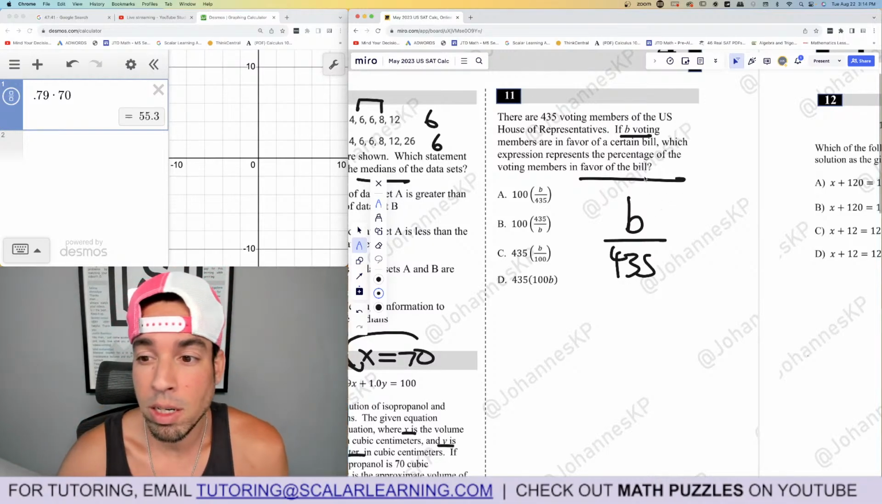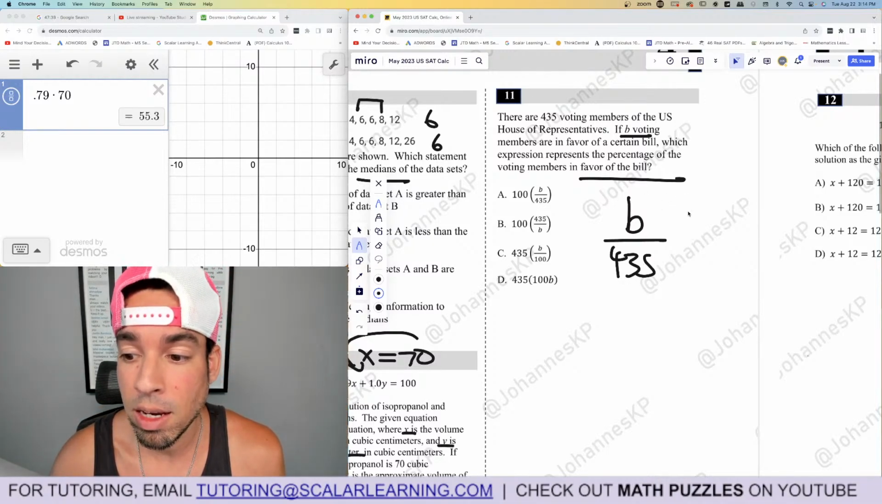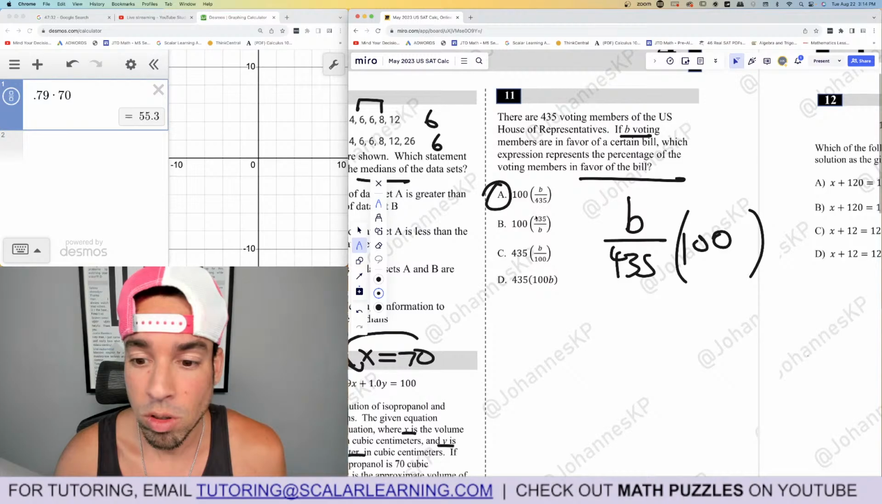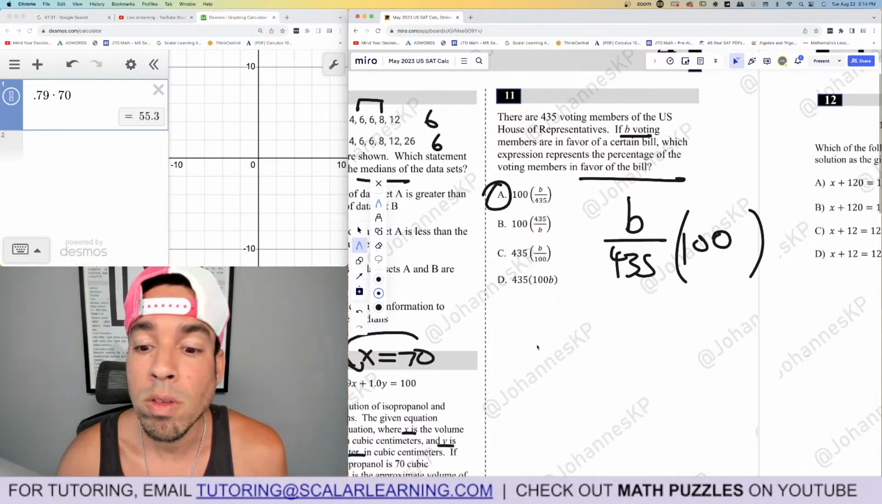But they want it in percentage form, a.k.a. you move the decimal over twice. Another way of saying this is you multiply by 100. So the answer is A. Let me just make sure. Yeah, it's correct. Boom, done.